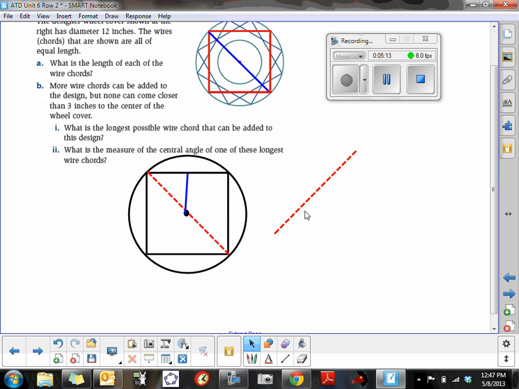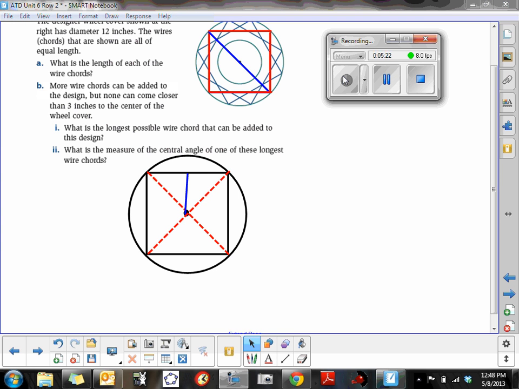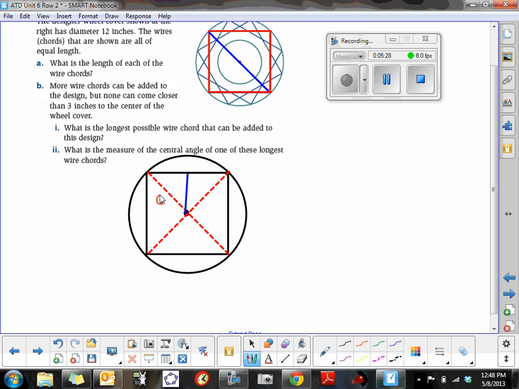What is the measure of the central angle of one of these longest chords? So what I'm going to do is bring in the diameter. I'm going to bring in the other diameter. This is still a 6. This is still a 3. Our requirement is that it can't be any closer than 3 inches to our center.